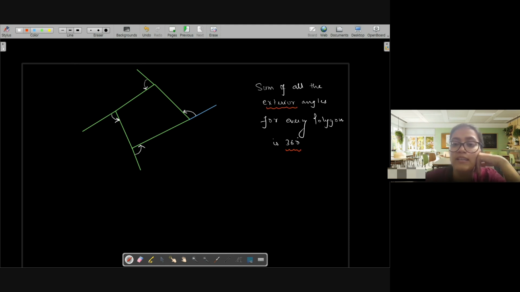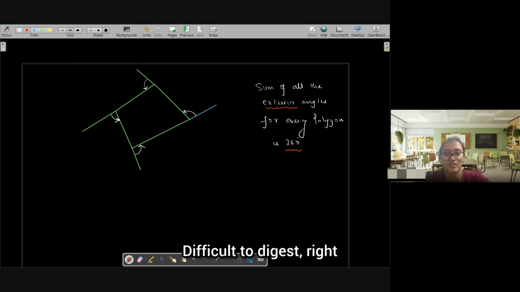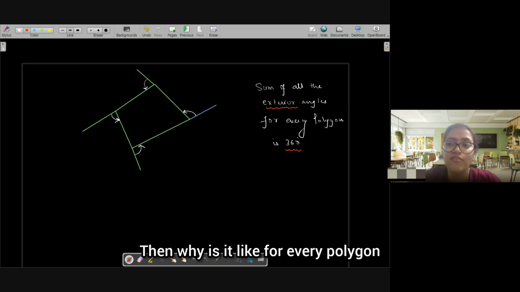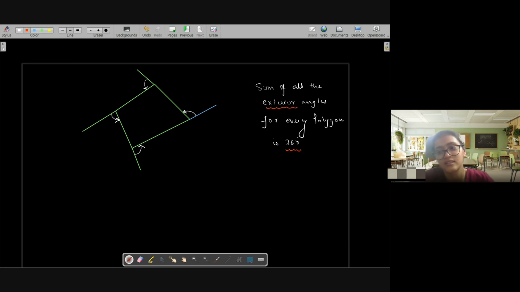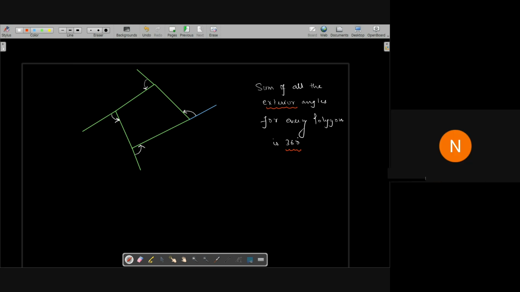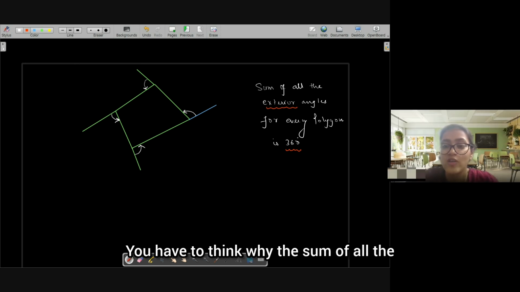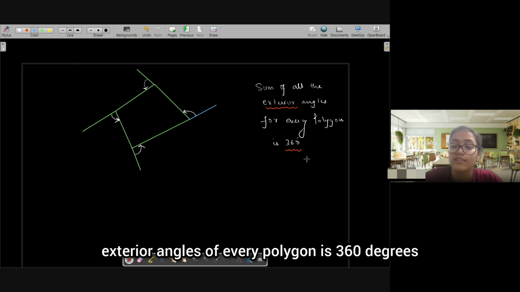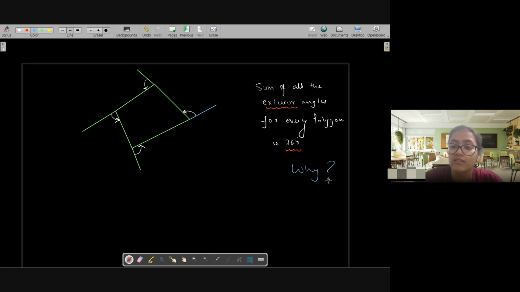Now, this might be difficult to digest, right? Why is it that for every polygon, it can be 360 degrees? Don't you think? So this is your exercise. You have to think why the sum of all the exterior angles of every polygon is 360 degrees.